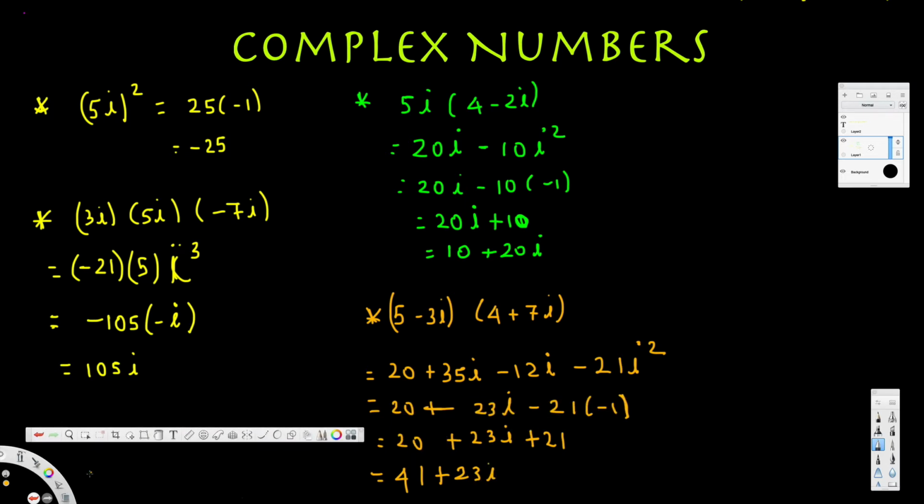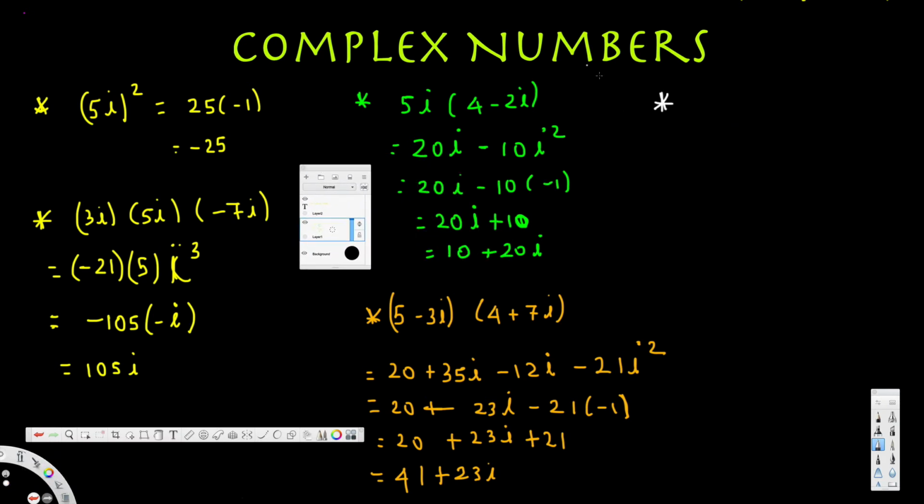Now let's look at another one. Let's say we have something like this: 6 minus 5i multiplied by 3 plus 8i. Again we have to FOIL this one first. 6 times 3 is 18, and then 6 times 8i, 8 times 5 is 40, 8 times 6 is 48, so we are going to get 48i right here.